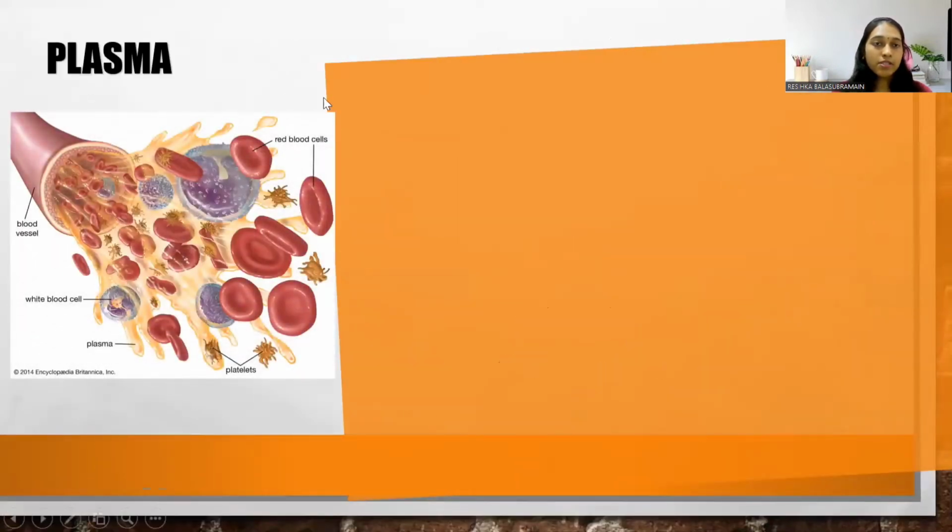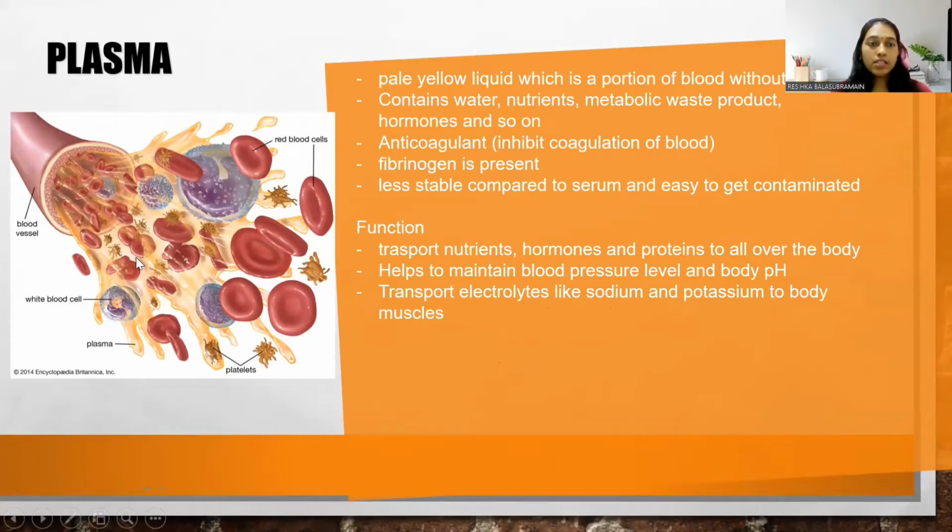Okay, this is the picture that shows all the blood components. So this is the plasma. As you can see here, the plasma is pale yellow in color. It's a liquid which is a part of blood without cells, and it contains water, nutrients, metabolic waste products, hormones, and so on. It is an anticoagulant which inhibits the coagulation of blood. It is also composed of fibrinogen. Plasma is less stable compared to serum, and it easily gets contaminated.